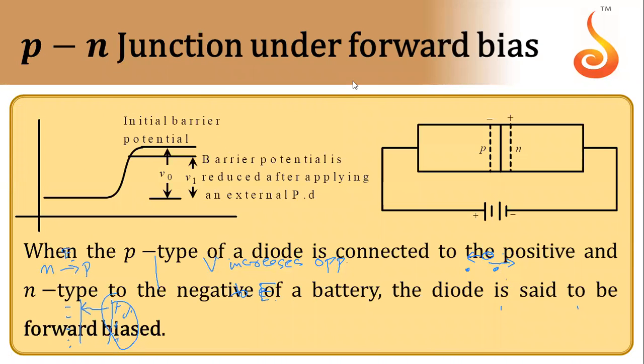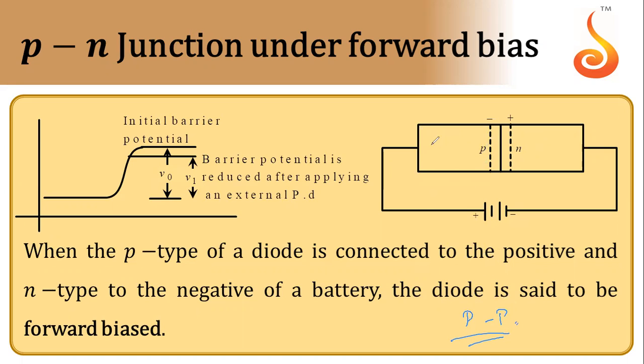Okay, next is forward biasing and reverse biasing. So this is our PN junction and we have connected the P type to the positive terminal of the battery. So how to remember this is forward bias? The positive terminal is P and the P type is P.